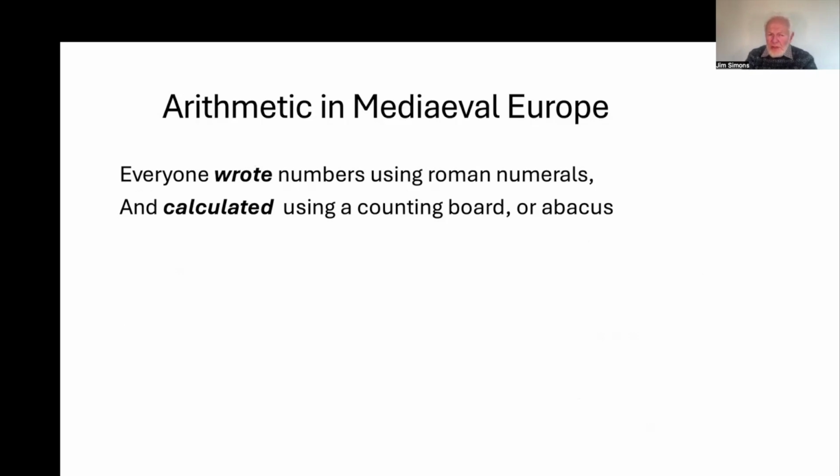Nobody did calculations in writing at that point. And of course, because their mindset is all about Roman numerals, the concept of a zero digit would have been sort of meaningless to them.